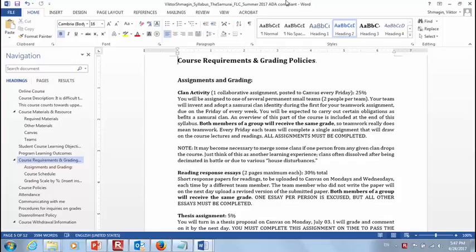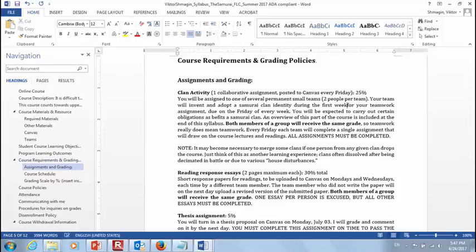Your team will invent and adopt a samurai clan identity during the first week. For your teamwork assignment, which is due on Friday of every week, you will be expected to carry out certain obligations as befits a samurai clan. You will create a clan history as well, clan regalia, and an overview. This part of the course is actually not included at the end of the syllabus.